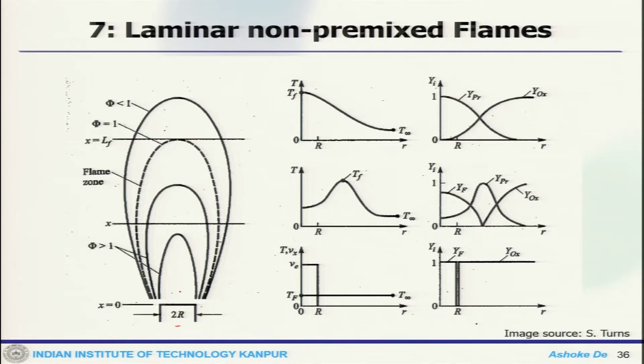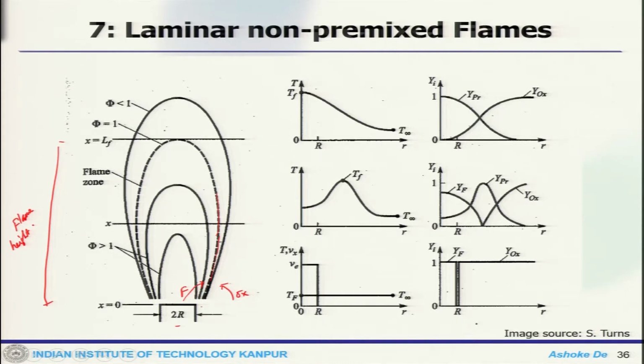So, fuel is coming from this side. So, fuel goes like this, oxidizer comes from that side. When they meet at a point, that is the locus of the flame surface, and this is the flame surface where it is stoichiometric. Outside of that, this is a lean condition, phi less than 1, and within that it is a rich condition. These two lines correspond to phi greater than 1, and this height is called the flame height.